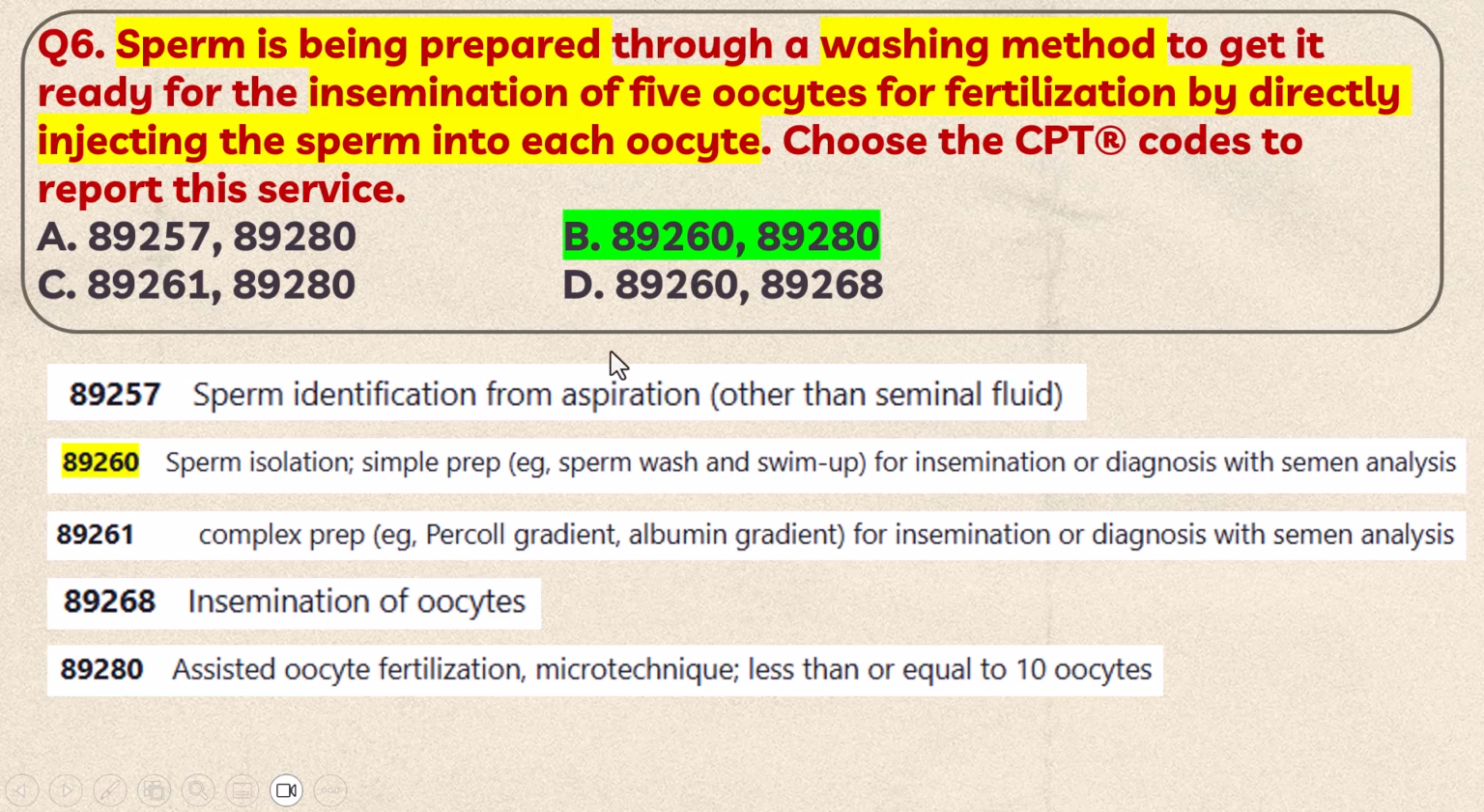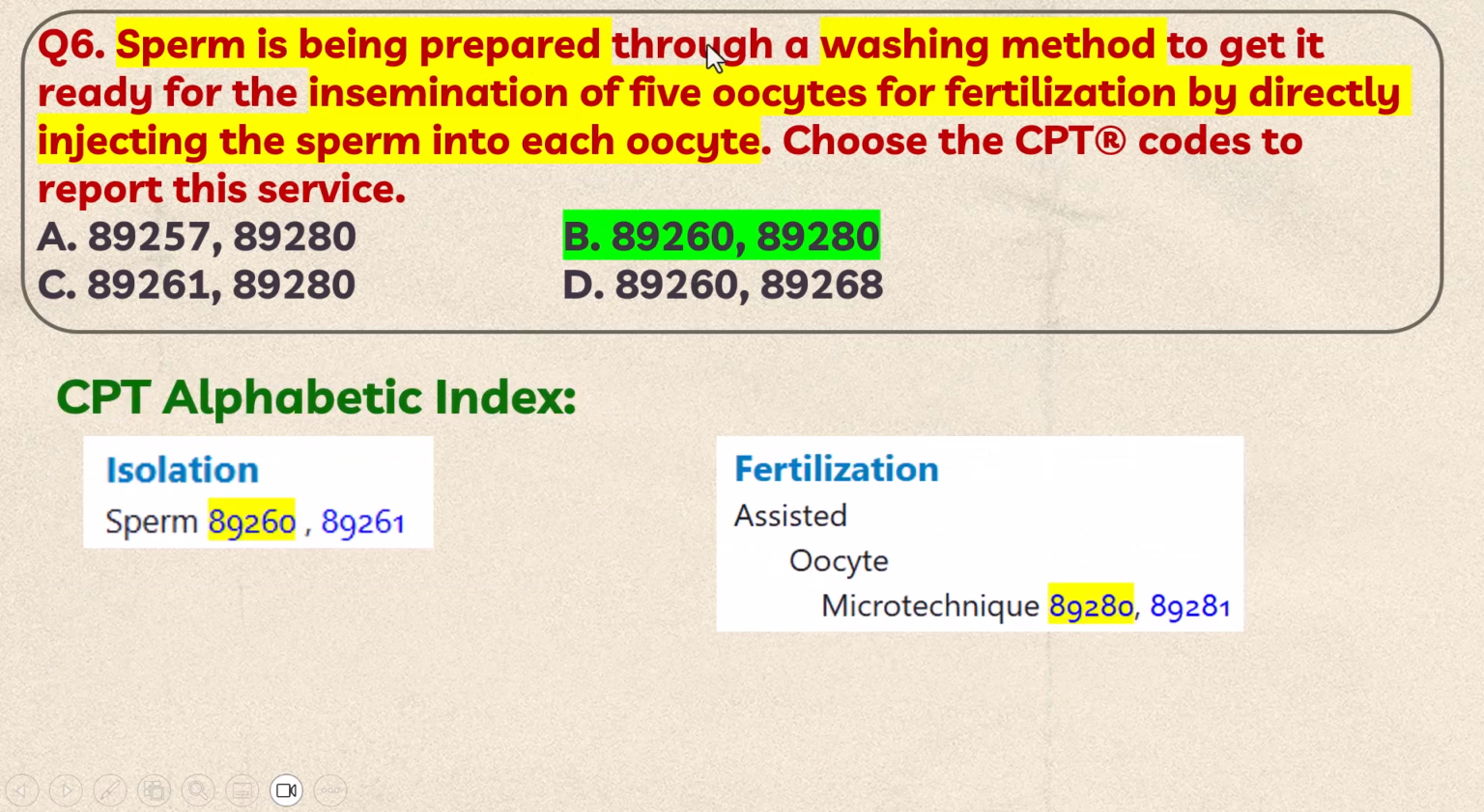If you encounter this case in a real working scenario, you have to use the CPT alphabetic index. For the first procedure, sperm isolation, the main search term is isolation. Again, go for the subterm sperm. It will lead to the following 2 codes. Again, come back to the tabular list and confirm the answer. Similarly, the second procedure is fertilization. So again, go for fertilization. Here it is assisted, oocyte and micro technique. It will lead to the following 2 codes, 89280 and 89281. Again, come back to the tabular list and confirm the answer. Once you confirm, the correct answer will be answer B.